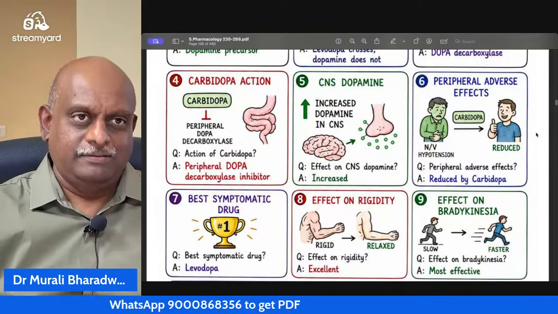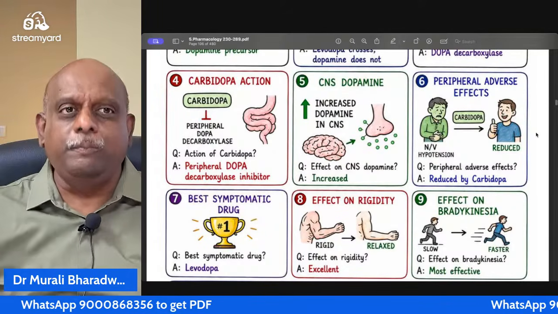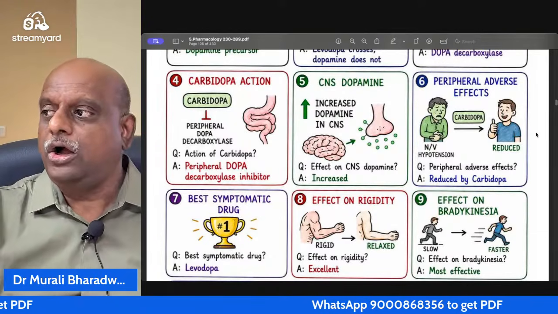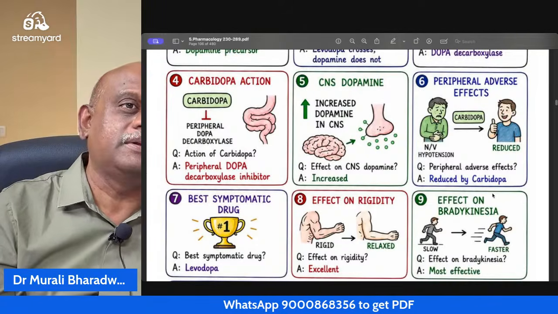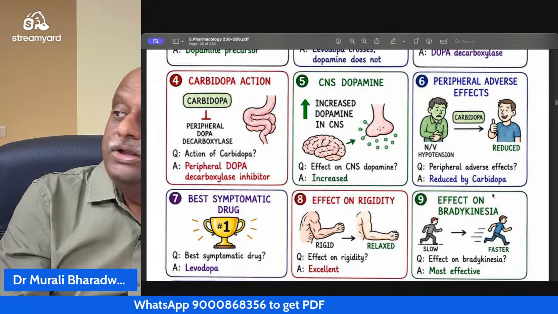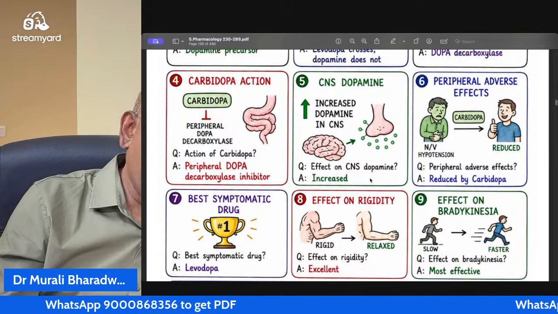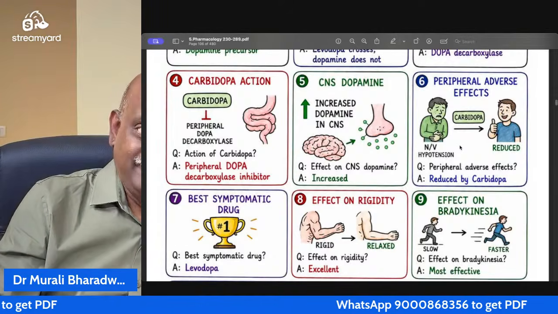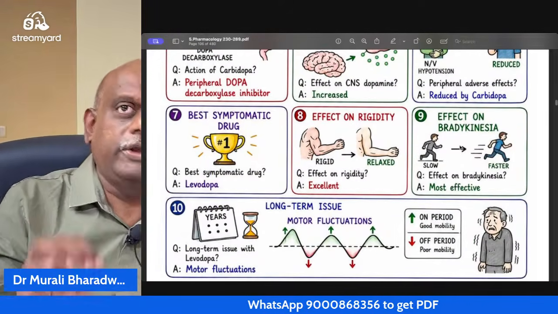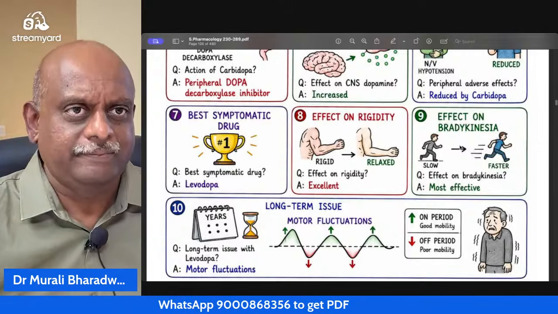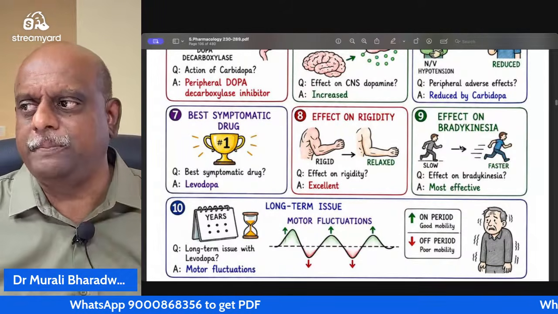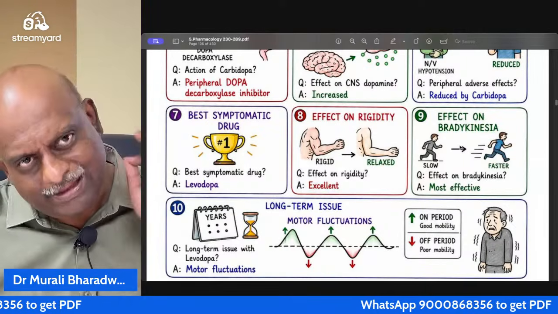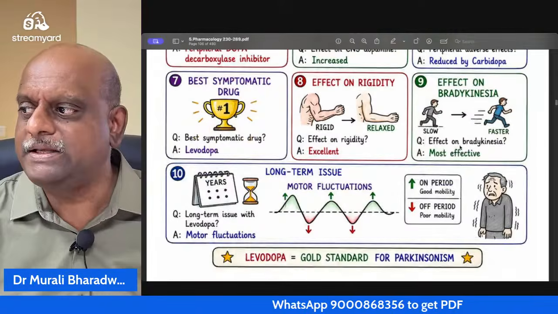If the levodopa is broken down peripherally and releases a lot of dopamine in the periphery instead of in the brain, all that will lead to a lot of adverse effects. So by adding carbidopa, you are avoiding the peripheral adverse effects of giving dopamine alone. So for rigidity, tremor, best symptomatic drug, levodopa. Excellent for rigidity, levodopa. Excellent for bradykinesia, levodopa is what you need to basically remember.